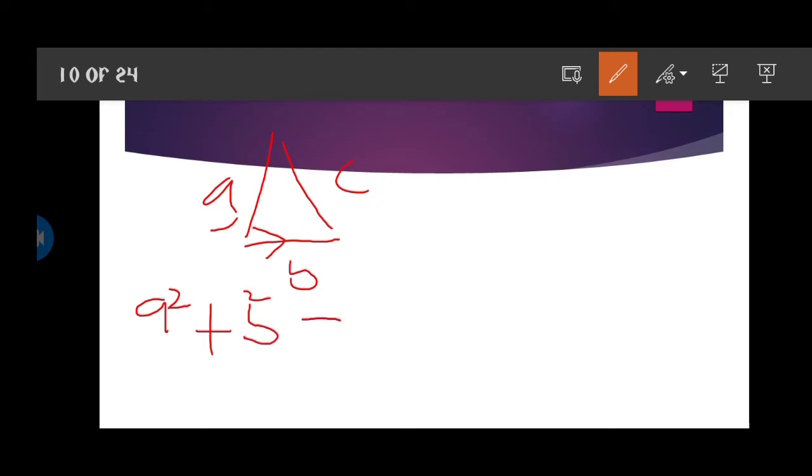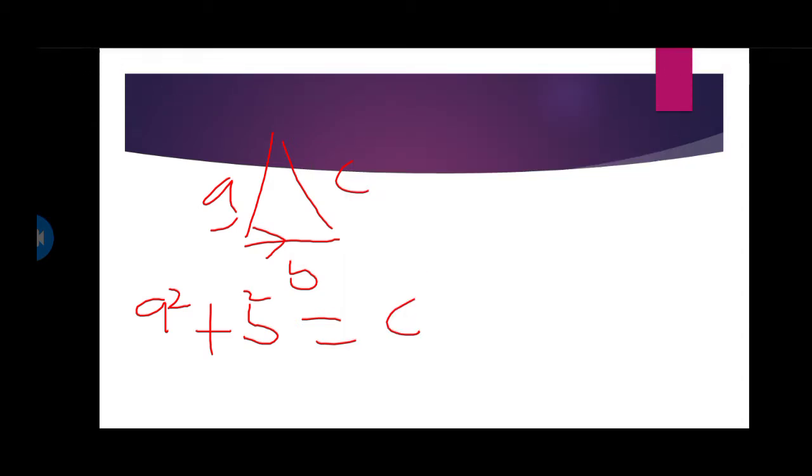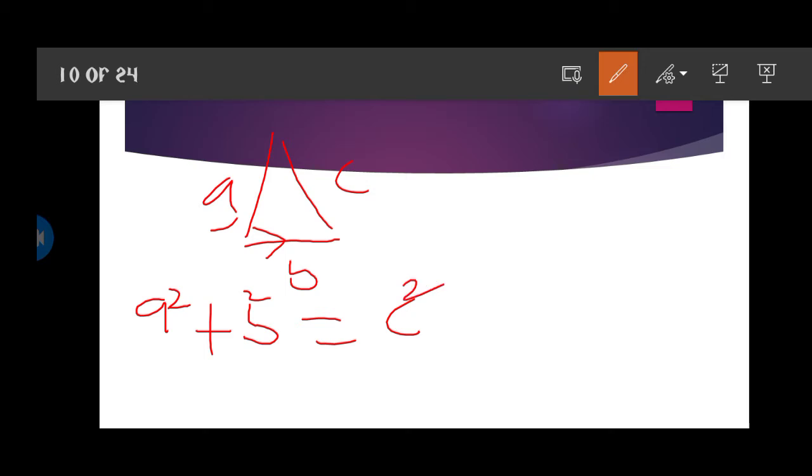Pythagoras theorem is as simple as ABC. Let's call this one a, this one b, this one c. Pythagoras theorem says that the sum of the squares of the two sides of a right angle triangle is equal to the square of the third side. That is a square plus b square equals c square.